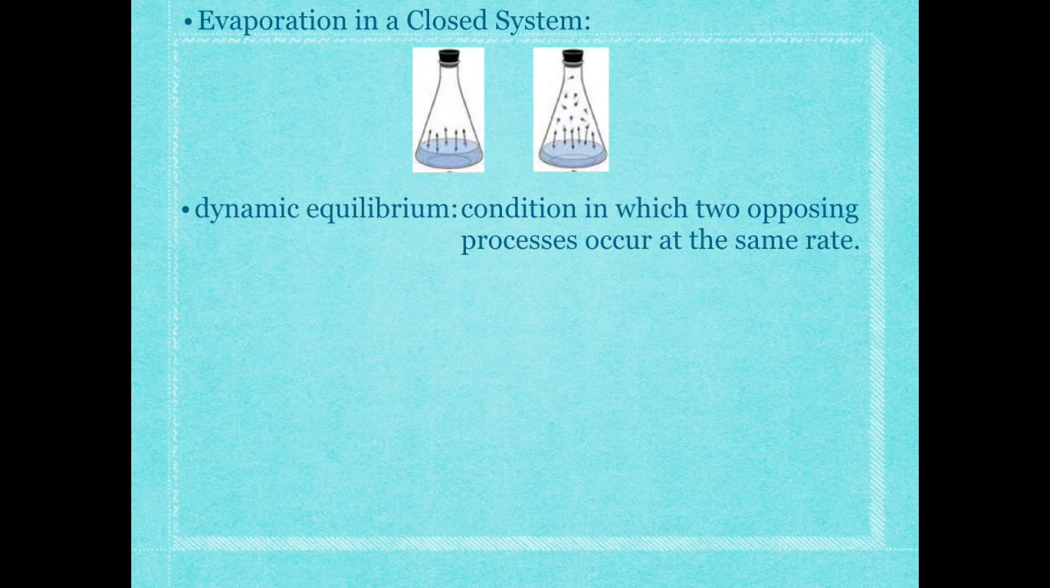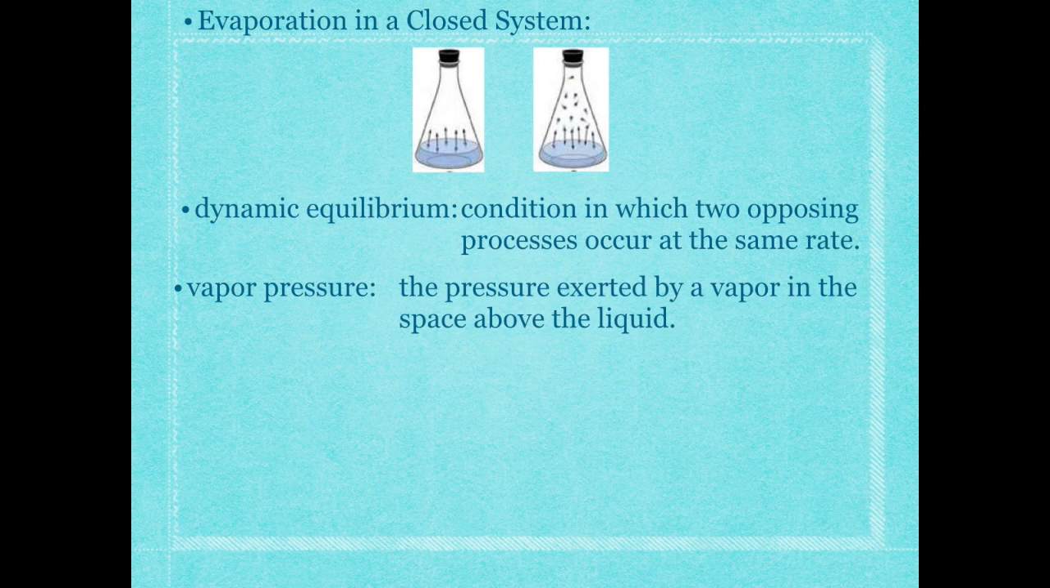They're just occurring at the same rate, so it seems like nothing is happening. So that's why we call it dynamic equilibrium. Another term for you to note is this concept of vapor pressure. Vapor pressure is the pressure exerted by a vapor in the space above the liquid.